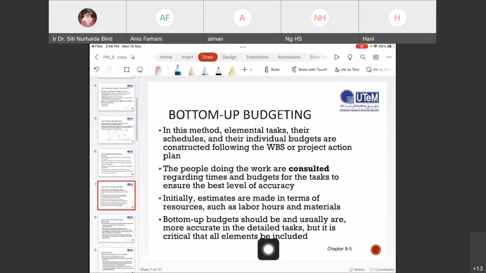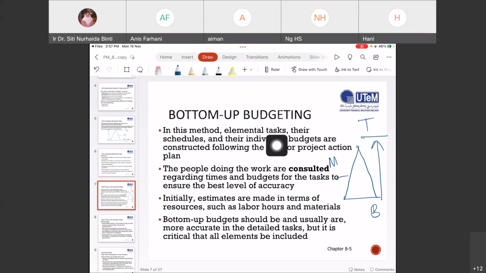So now we move on to bottom-up budgeting. Bottom-up budgeting is basically, again, the same organizational pyramid, but now the budget comes from the bottom to the top level, your middle class. So in this method, the elemental task sits at the lowest level.